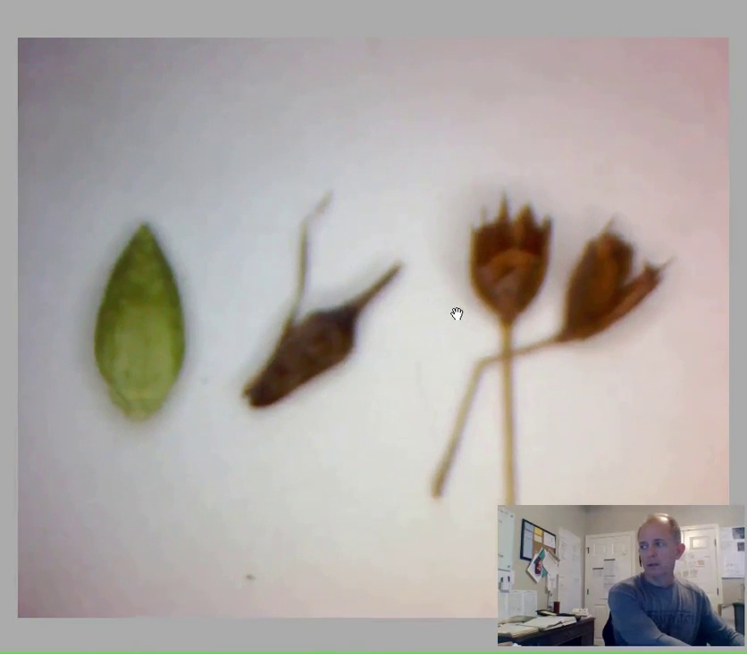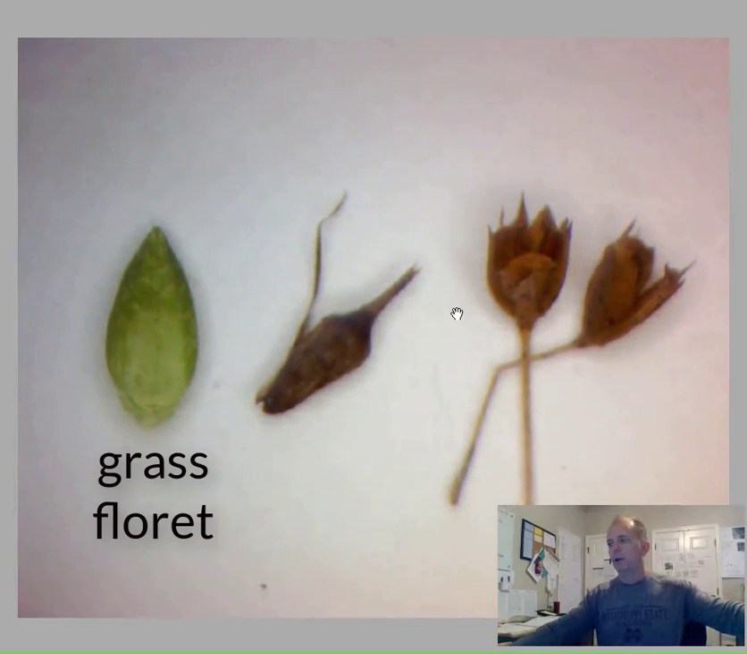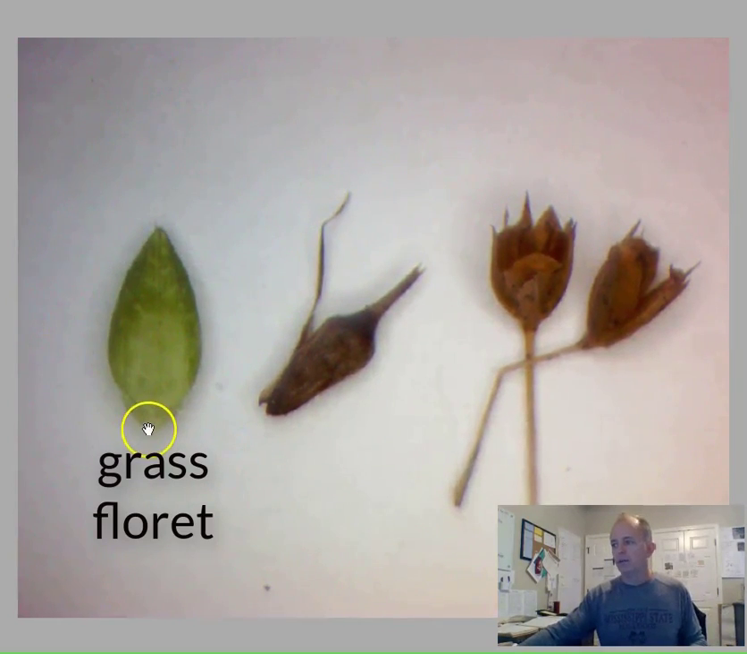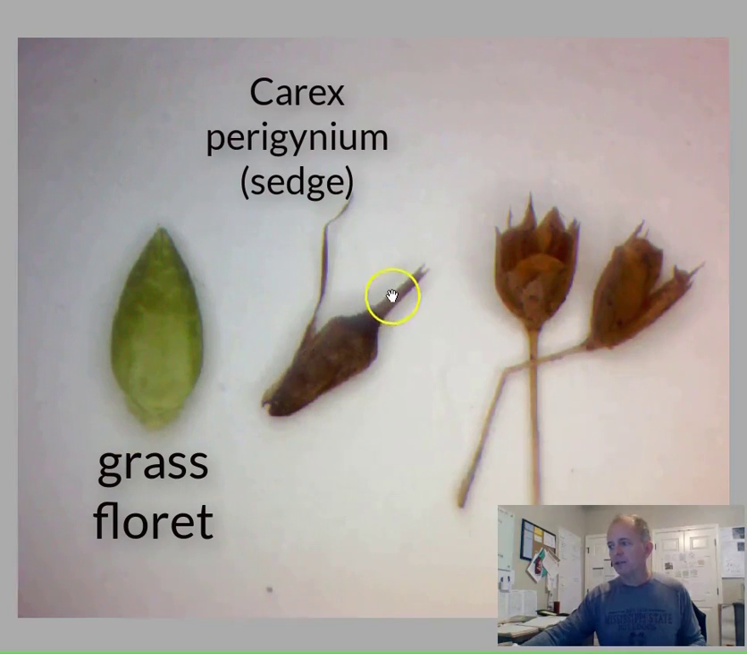And then just to see the fruit from all 3 of these side by side, here on the left, we have that floret from a grass. And again, the caryopsis, the actual fruit itself, is inside here. But that's a floret from a grass. This is the perigynium and the pistillate scale from the sedge that we looked at.